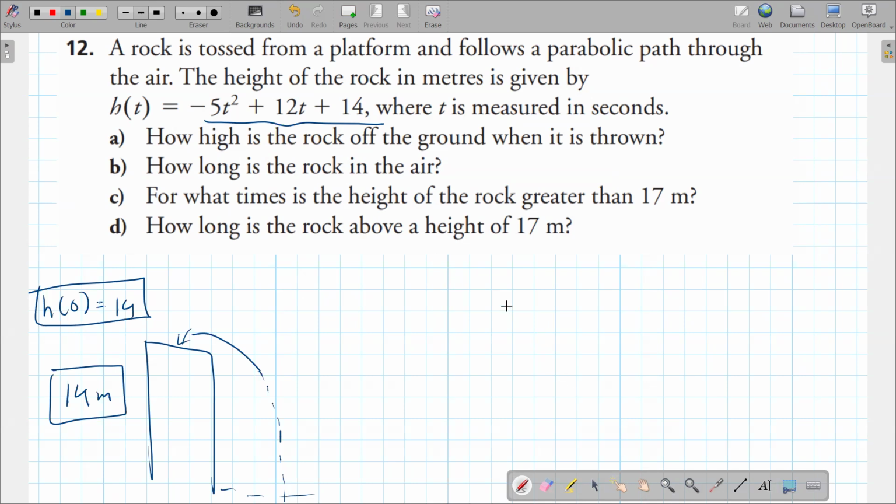When you throw a rock, you have your height, you have your time. From 14 meters, you're throwing it, and it's taking this path. So how long is it in the air? Well, that's just going to be your x-intercept. That's the time it took to reach the ground from the top of the cliff. So what part B is asking you is, what's the x-intercept? How do you find the x-intercept of a quadratic?